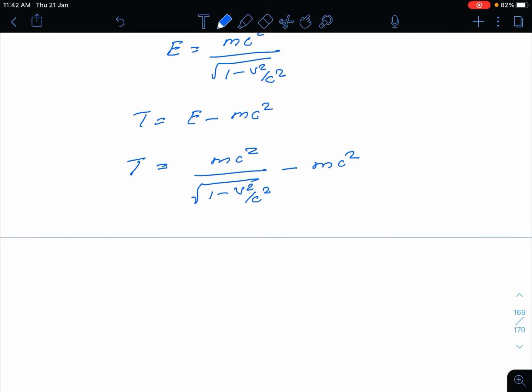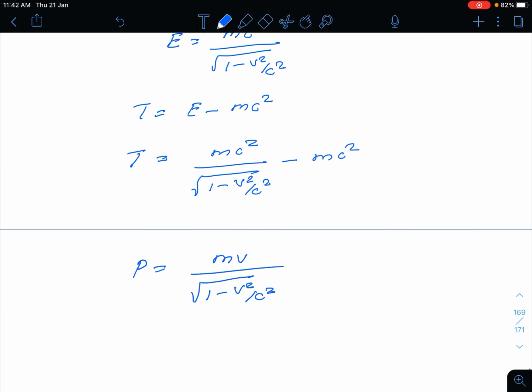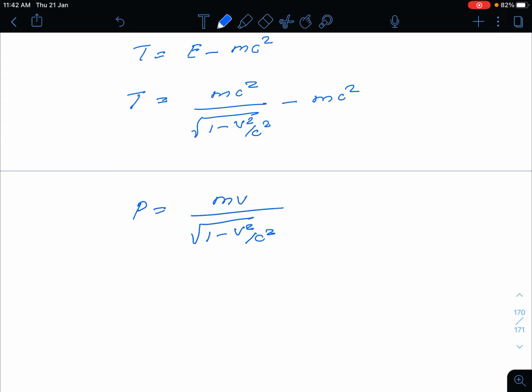Now what is the relativistic momentum? It is not mv. Relativistic momentum is mv divided by root of 1 minus v square by c square. So that is the relativistic momentum, not mv. So we have to change accordingly.